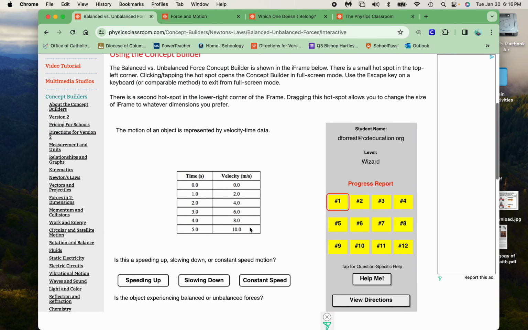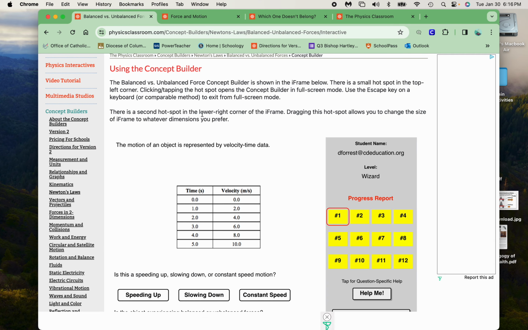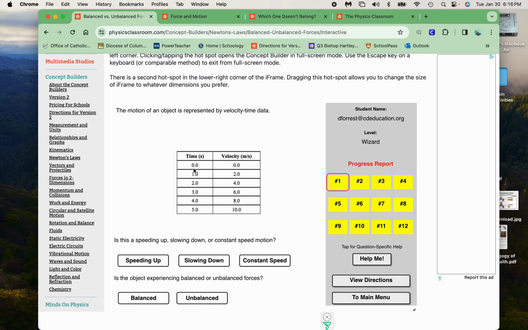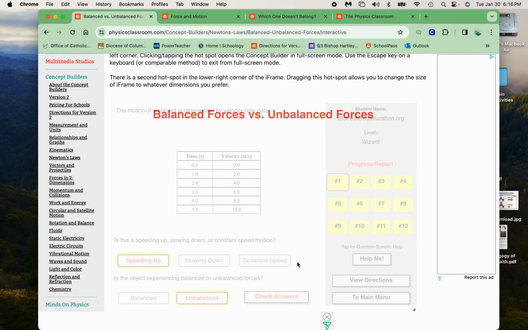So I'm going to go to this. Balanced versus unbalanced. Hotspot. The motion of the object is represented by velocity-time data. So if I look at this, I'm going to say this thing is 0 meters per second, 2, 4, 6, 8, 10. So it's definitely speeding up. So therefore, as long as I don't have constant velocity, that's unbalanced forces.